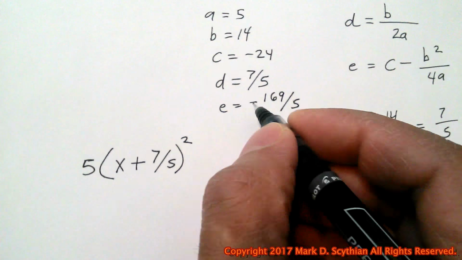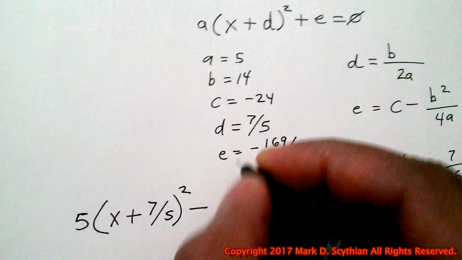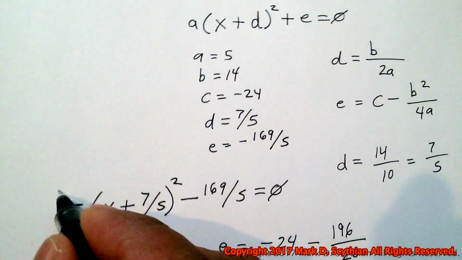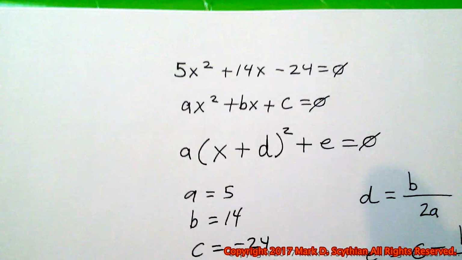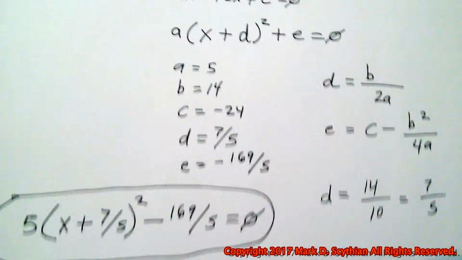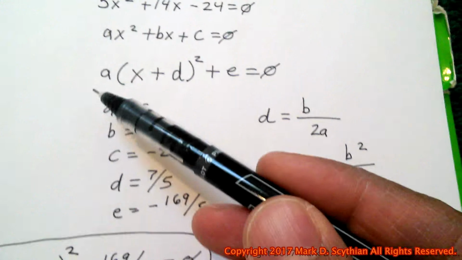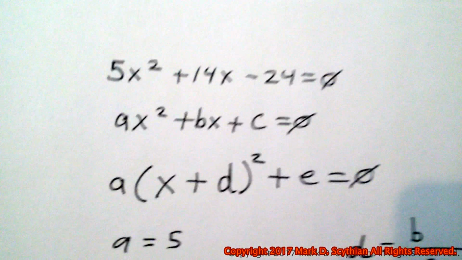And because this is a negative, you're adding a negative, so this becomes a negative. We can go negative 169 over 5 is equal to 0. And there you have it, lightning quick. We've converted the standard form quadratic equation into vertex form very quickly, first time, and correctly using these three formulations and formats right here. So memorize this format and these two formulas, and you'll always be able to quickly convert standard form quadratic equations into vertex form.